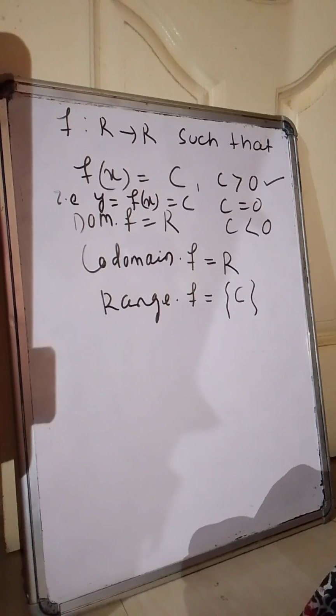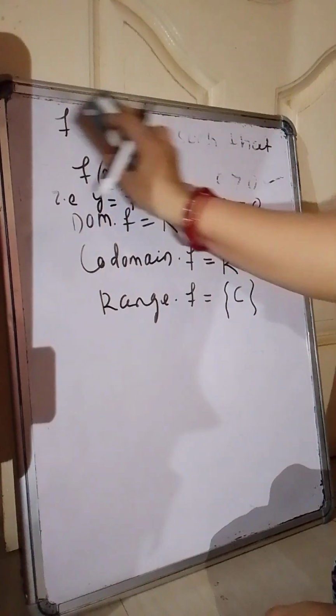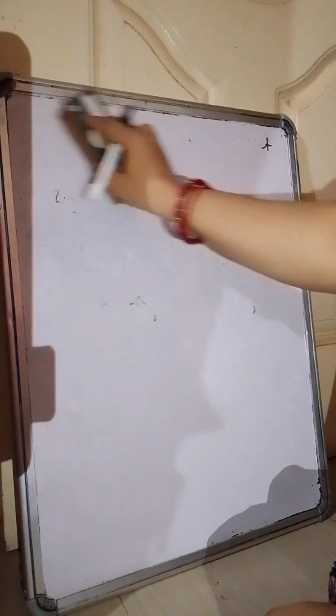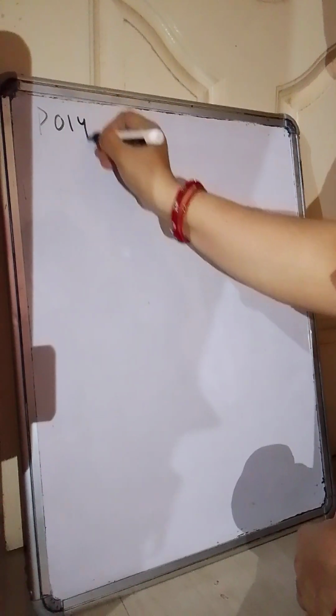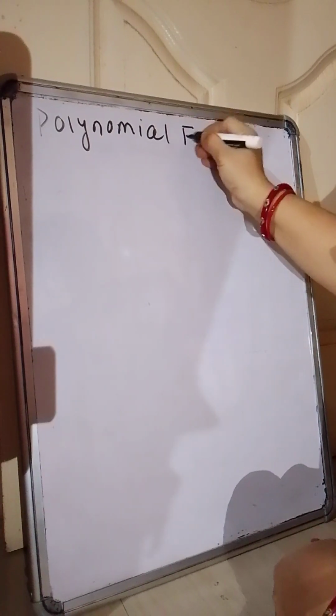So far up to this we have discussed. The next type of function is the polynomial function. As the name suggests, if your function value takes the form of a polynomial, then the function is called a polynomial function. You know from previous classes what a polynomial is. So the next type is the polynomial function.